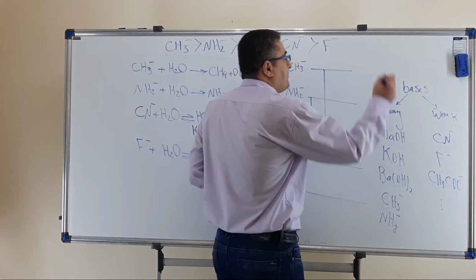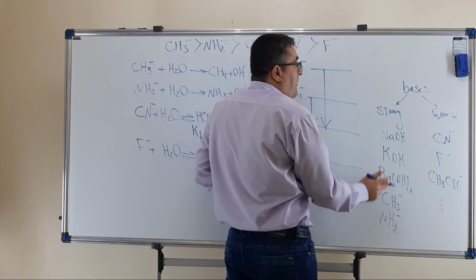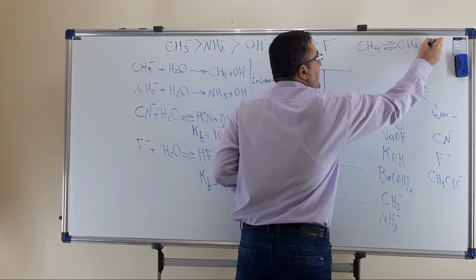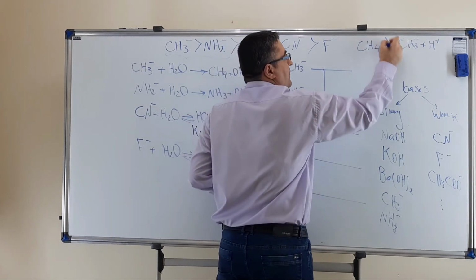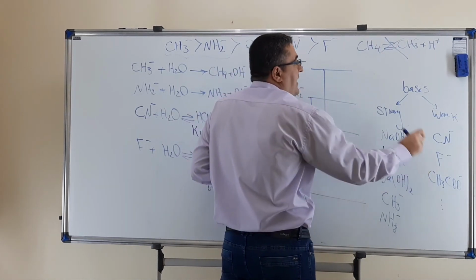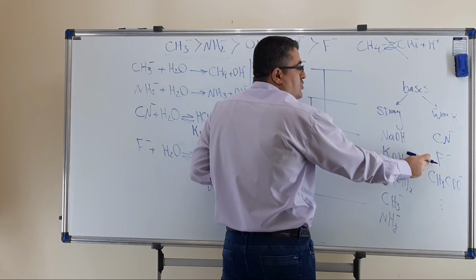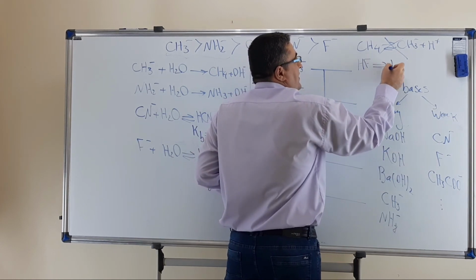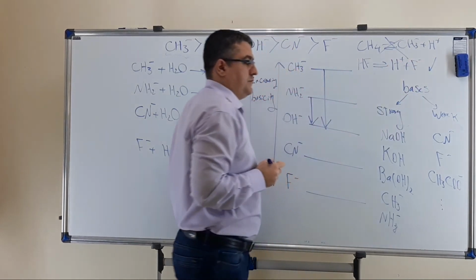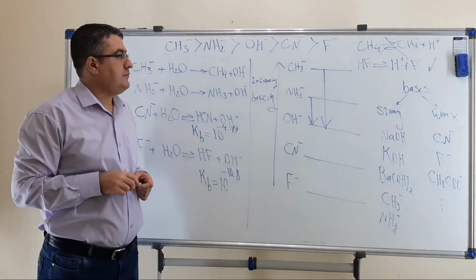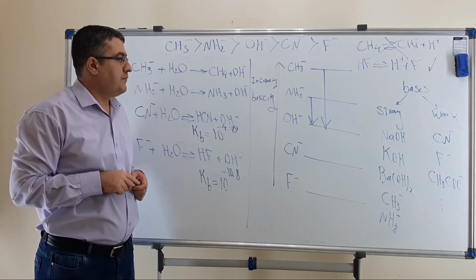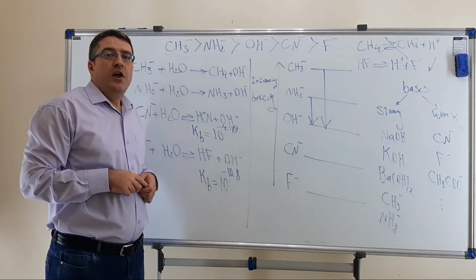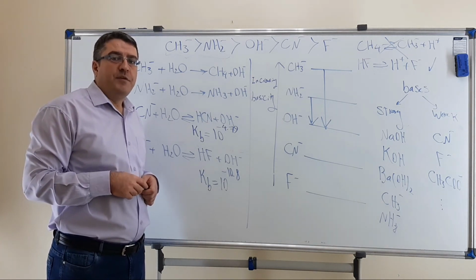So, for example, methanide is a strong base. Therefore, the acid dissociation reaction of its conjugate acid, this reaction, is meaningless. While fluoride anion is a weak base, so the acid dissociation reaction of its conjugate acid can be considered. These examples were for aqueous solutions. We can discuss similarly for non-aqueous solutions of other amphiprotic solvents.